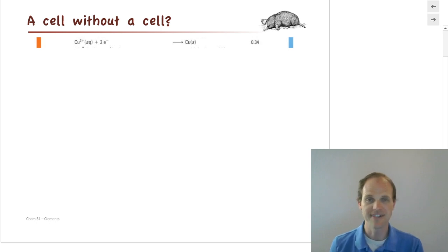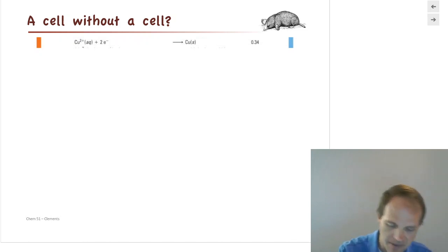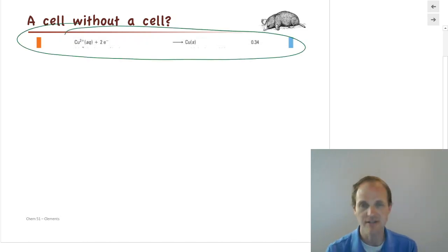All right, here's a funny one. A cell without a cell. Professor Clements, what are you talking about? What I'm going to do is I'm going to make a cell, and I'm just going to use copper. You're like, Professor Clements, no.